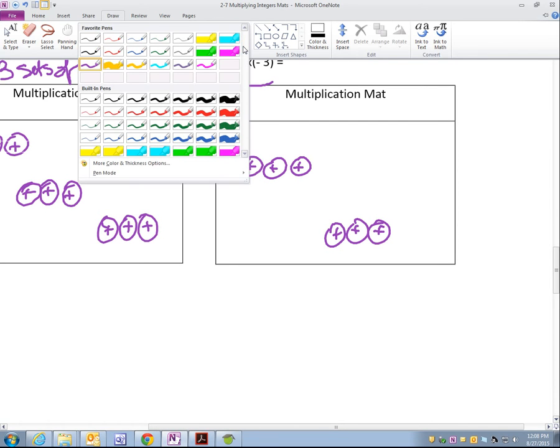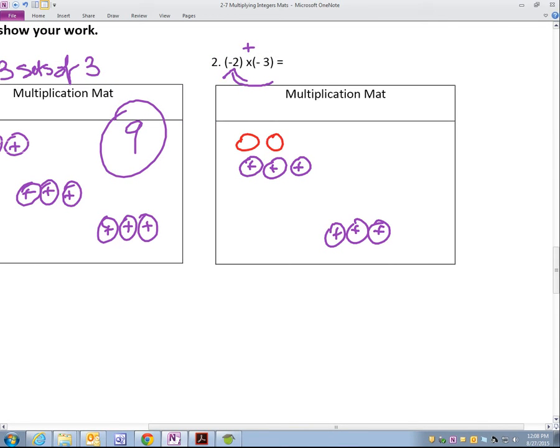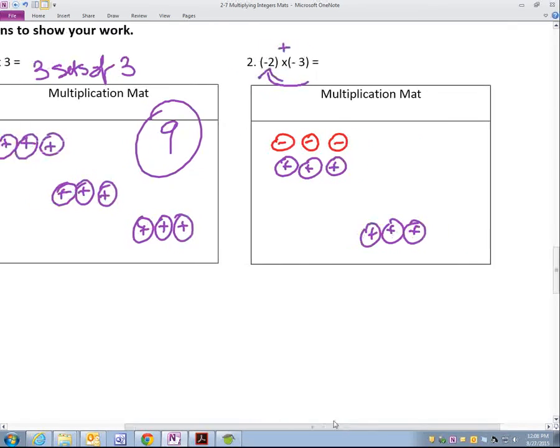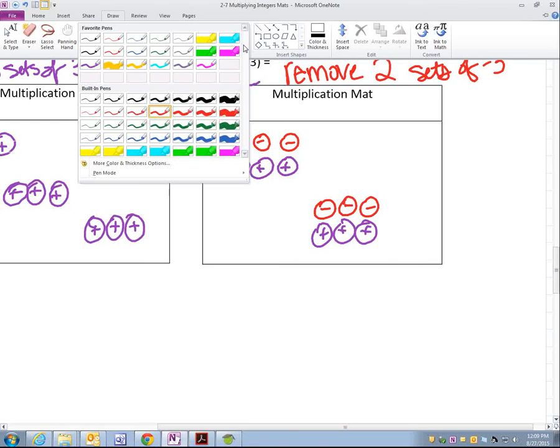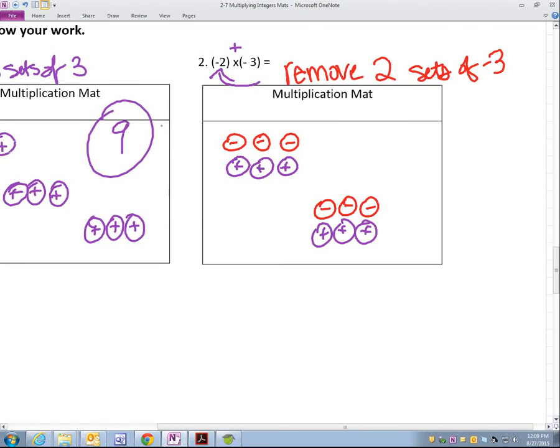What was red, positive or negative? So it's telling us to remove 2 sets of negative 3. That's what it's telling us. The remove part is the negative.